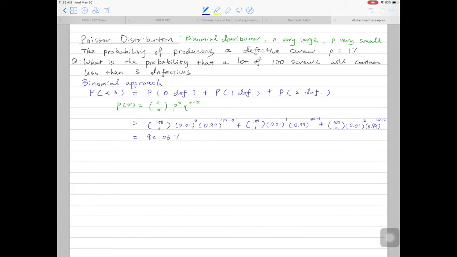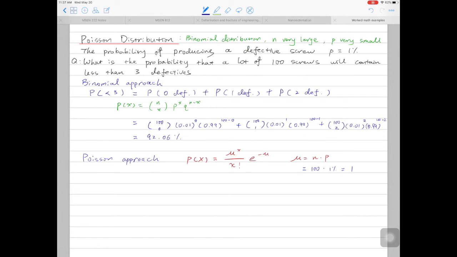A much quicker way is to use the Poisson approach. The formula for the Poisson approach is the probability of having a specific event equals mu to the power of x over x factorial, times e to the power of minus mu. Mu can be viewed as the mean of having a specific event. So mu is equal to n times p. In this example specifically, n is equal to 100 because we're looking at a lot of 100 screws, and p is 1%.